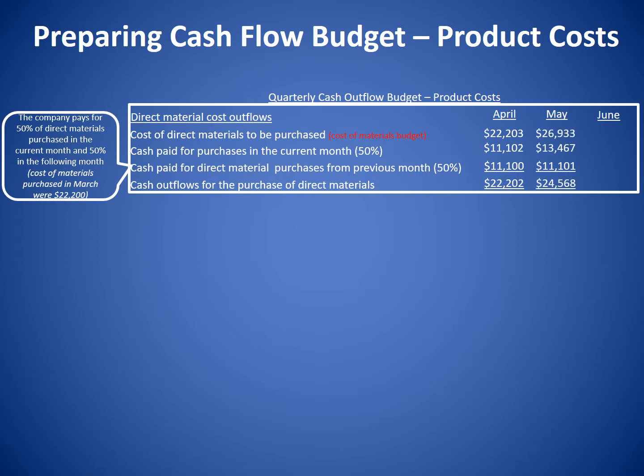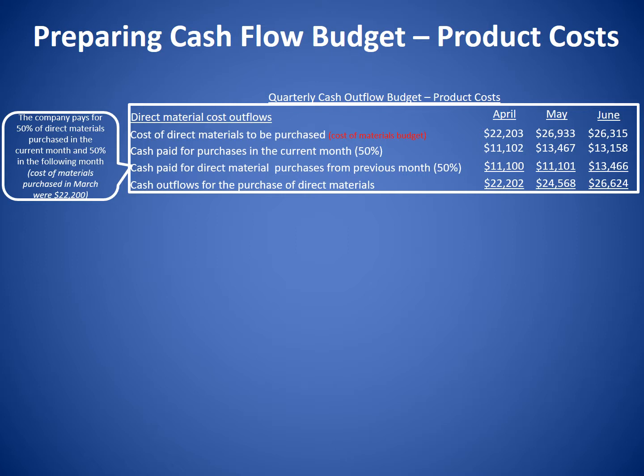The cost of materials to be purchased, from our materials purchase schedule, production schedule, is $26,933. And then we're going to pay cash for 50% of those purchases, plus we're going to pay the remaining cash from the purchases from the month of April. And we total that together, and our cash outflows for the purchase of direct materials is $24,568. And we're going to perform the same calculation in June.